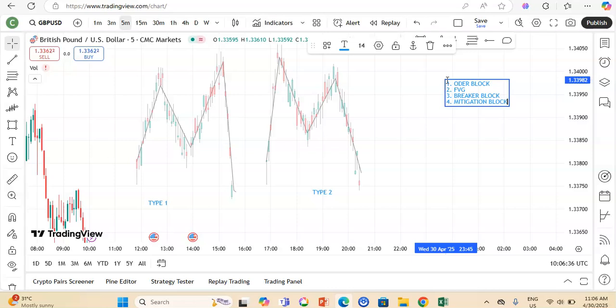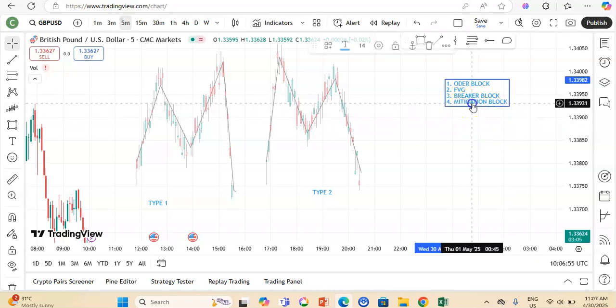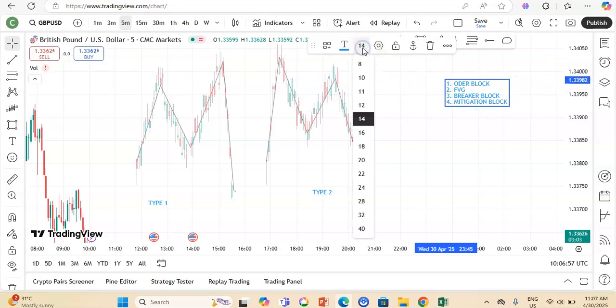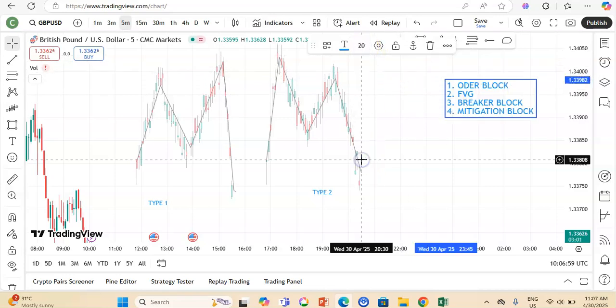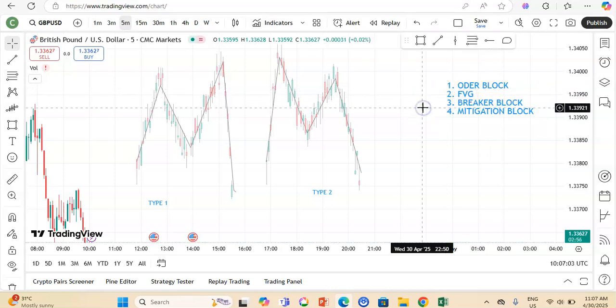Is there any other one we can add? Okay, this four is enough. It's more than enough. Even the first one and two is more than enough. But let's just stick to these four, and I'll tell the difference between them. So this is all we are looking out for. Order block, fair value gap, breaker block, and mitigation block.